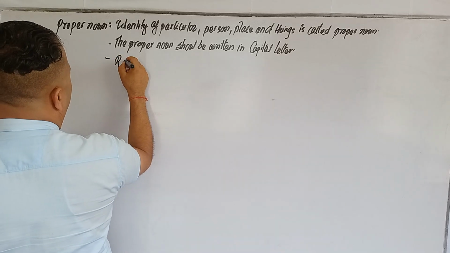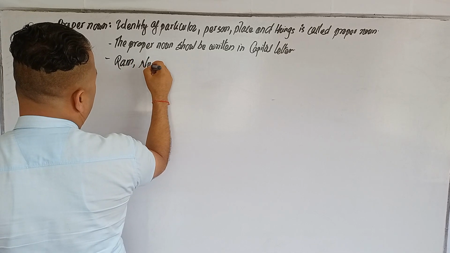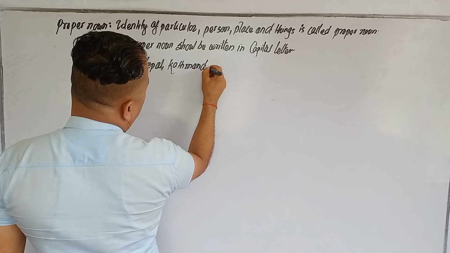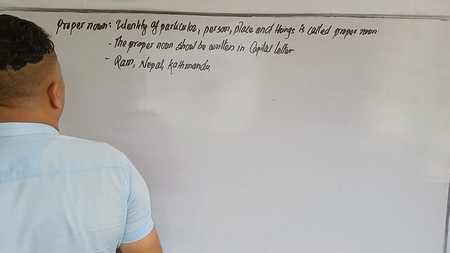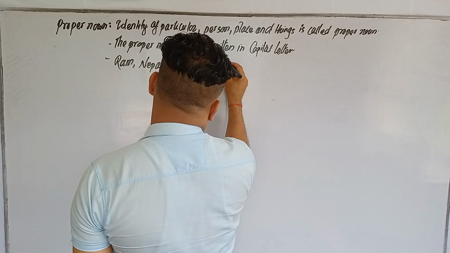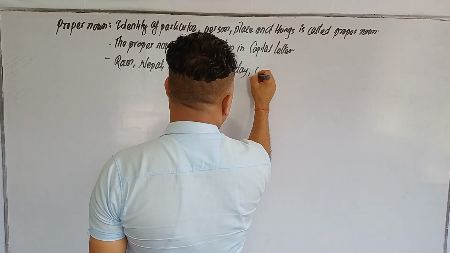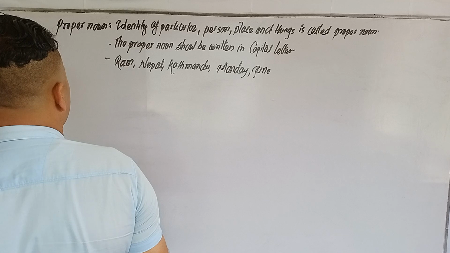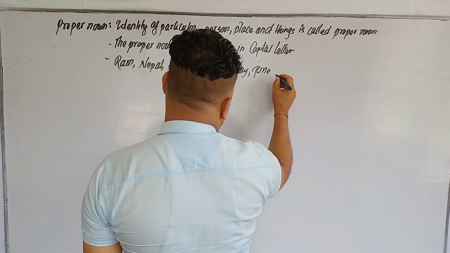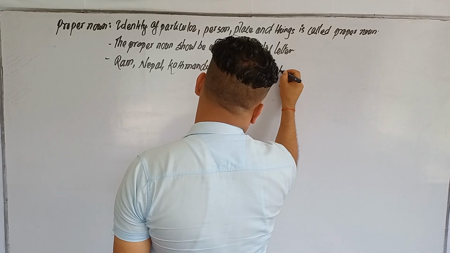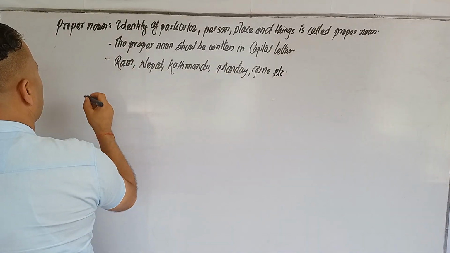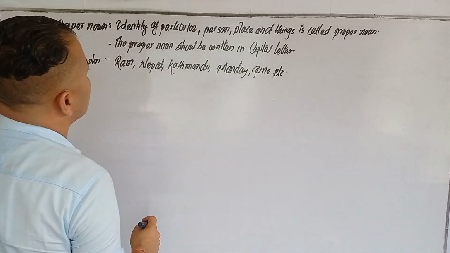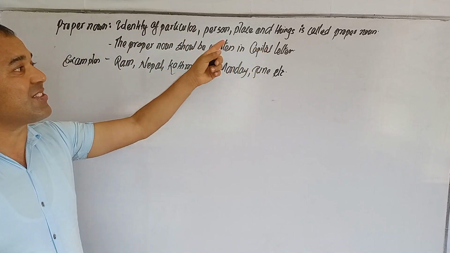Example, Ram is a person noun, Nepal is a place noun, Kathmandu is a place noun, Monday, June, July, etc. The examples: Nepal. This identity of particular person, place, and things is called proper noun.